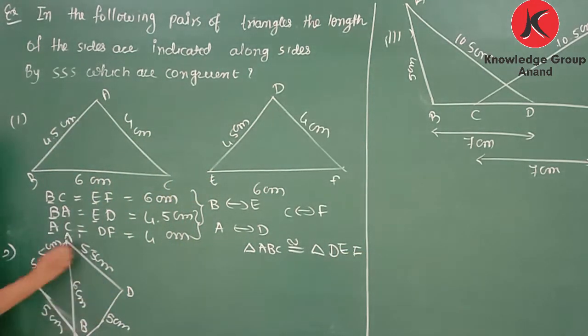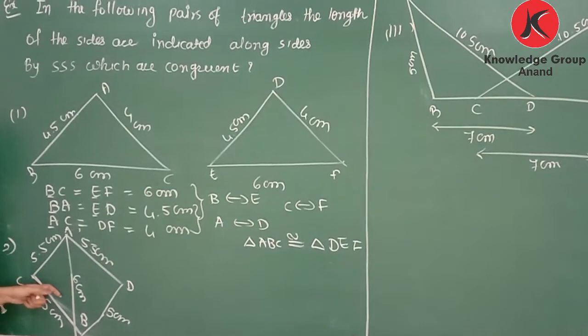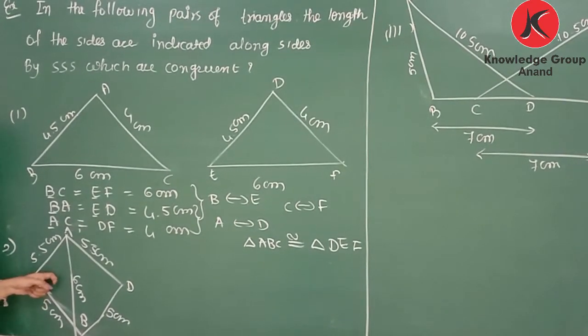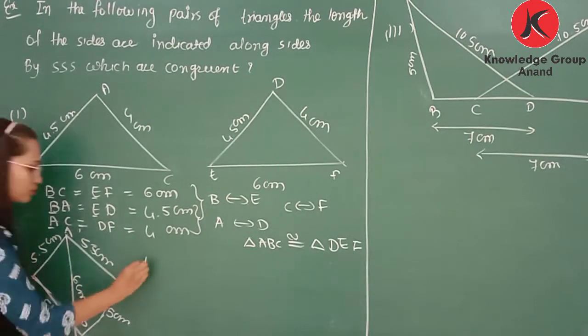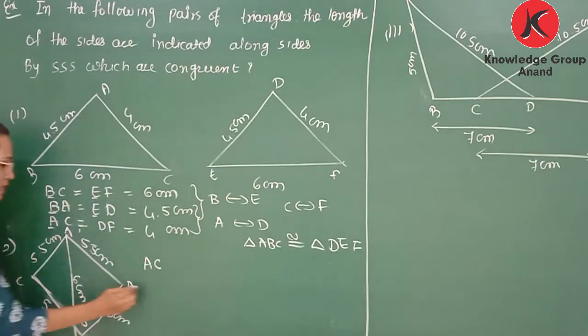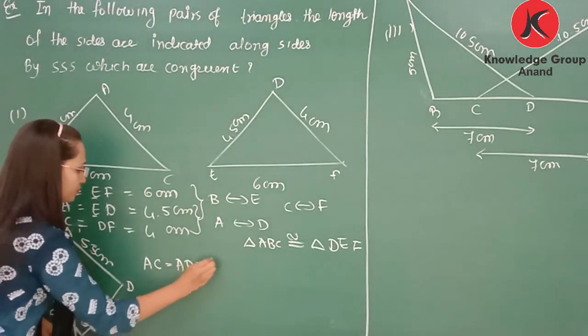Now the next figure. This figure is given and you need to show the corresponding parts by SSS, and represent it in symbolic form. Here AC is given as 5.5 and AD is given as 5.5.